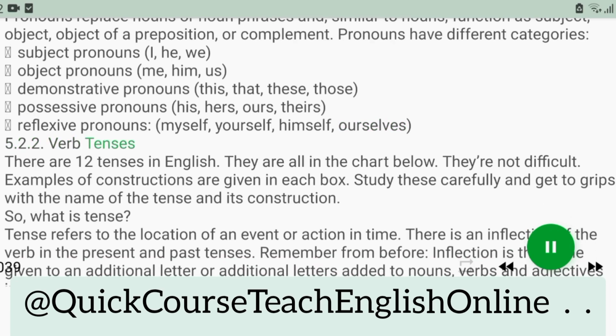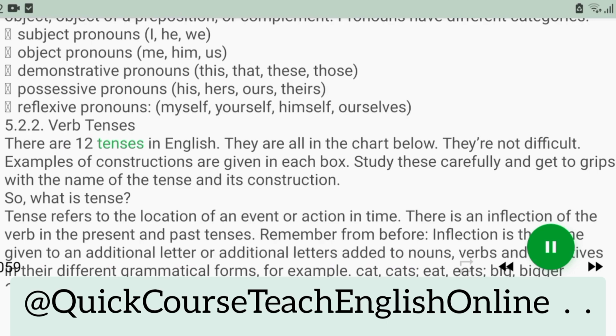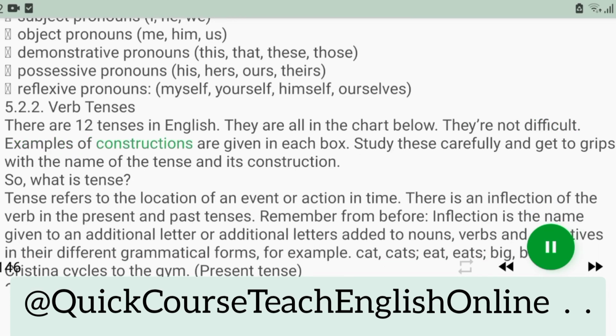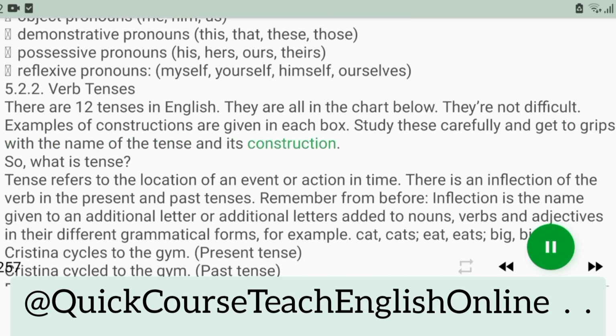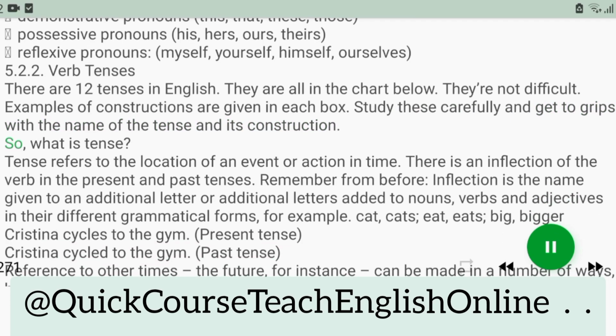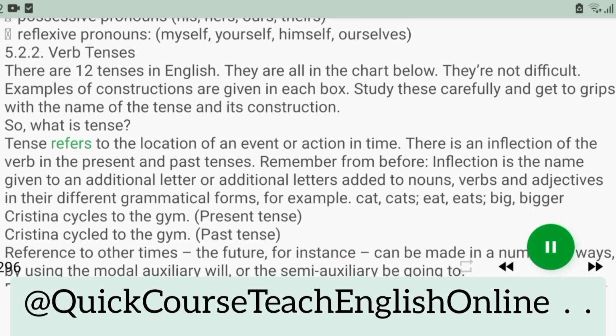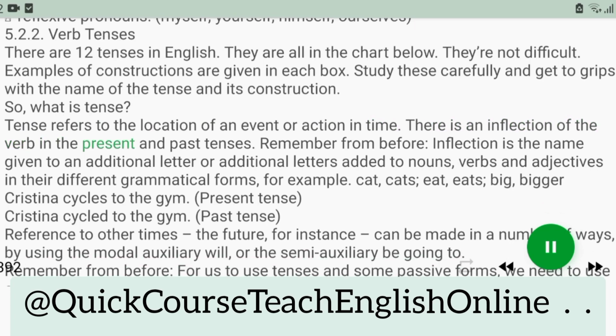5.2.2. Verb tenses. There are 12 tenses in English. They are all in the chart below. They're not difficult. Examples of constructions are given in each box. Study these carefully and get to grips with the name of the tense and its construction. So, what is tense? Tense refers to the location of an event or action in time. There is an inflection of the verb in the present and past tenses.